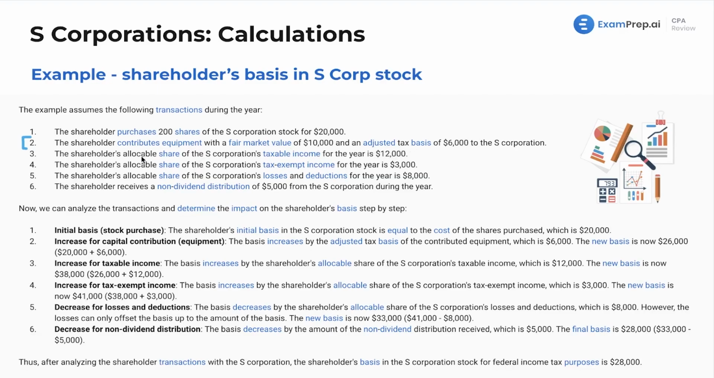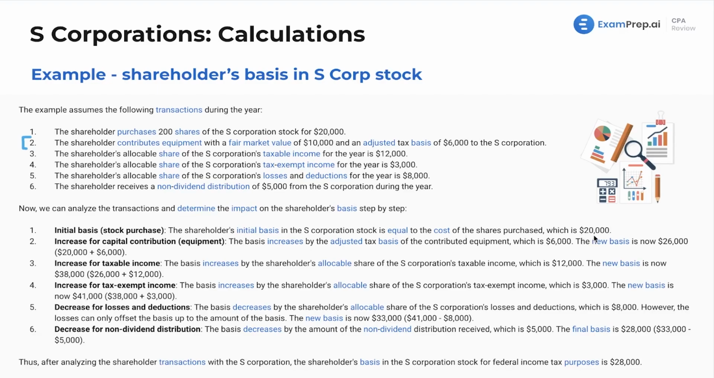And then we are also talking about the taxable income versus the tax-exempt income. What is the impact on the basis? Now, there will be obviously different impacts on the taxable income, but will that mean an impact on the basis? We will find out. We will see. Here, again, same format as the prior example. We're going to have the initial basis, which is just you bought the shares for $20,000.